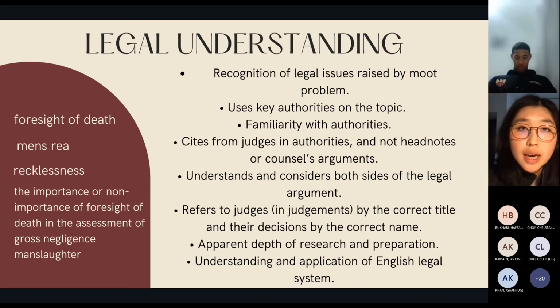You have to use key authorities. As we've demonstrated, Adamako was mentioned in the case itself, so you will obviously have to use Adamako. There's also Misra and Bateman. All of these cases are related to each other, and we've demonstrated through Westlaw that they're all connected and they're all mentioned in Adamako, so you'll have to use those authorities. Also, when you make your argument to the judge, you refer to authorities, not to what counsel is saying. You need to understand both sides of the legal argument.